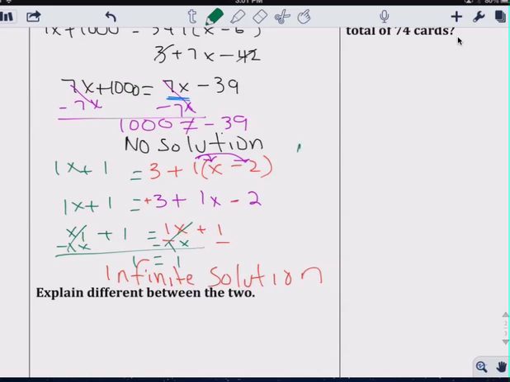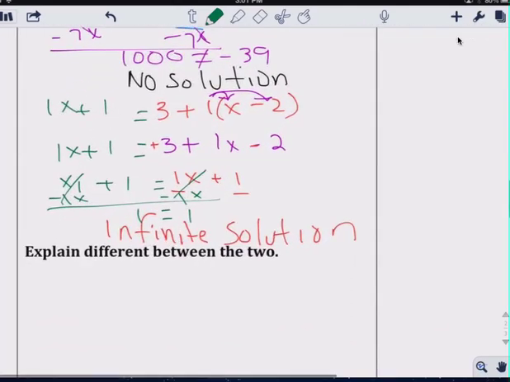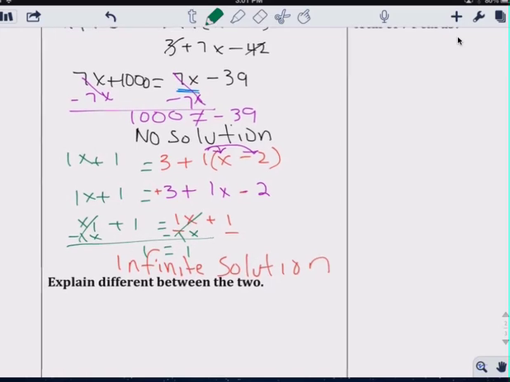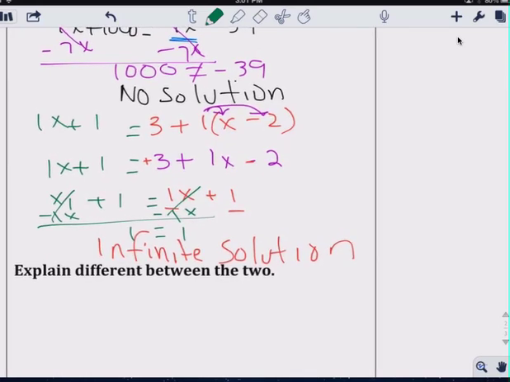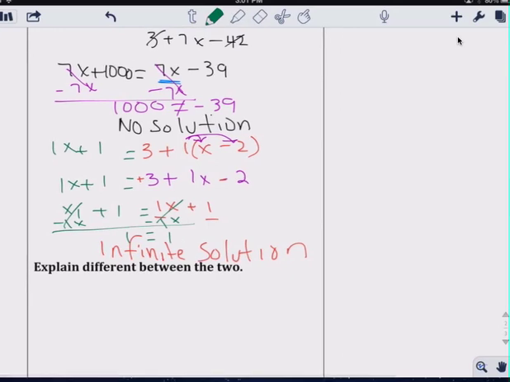Now explain the difference between the two. What do we know about no solution? What's different between them? Look at the problem. Infinite has to have the same coefficient. The number next to the variable has to be the same. And what else needs to be the same? The constant. The constant has to be the same.